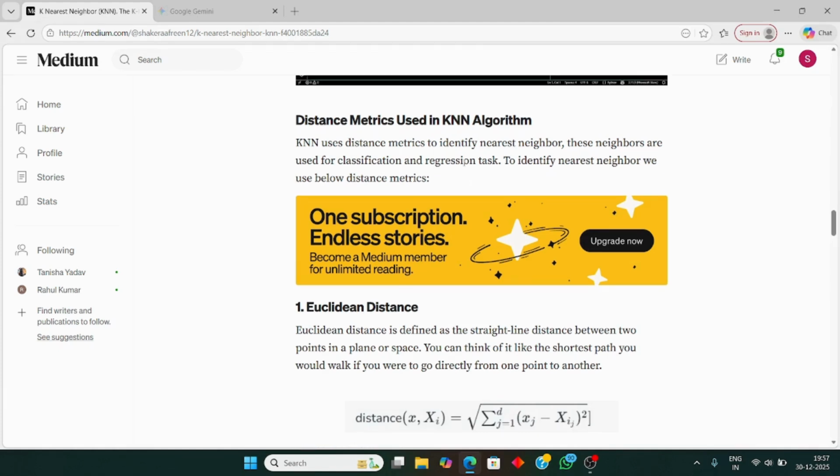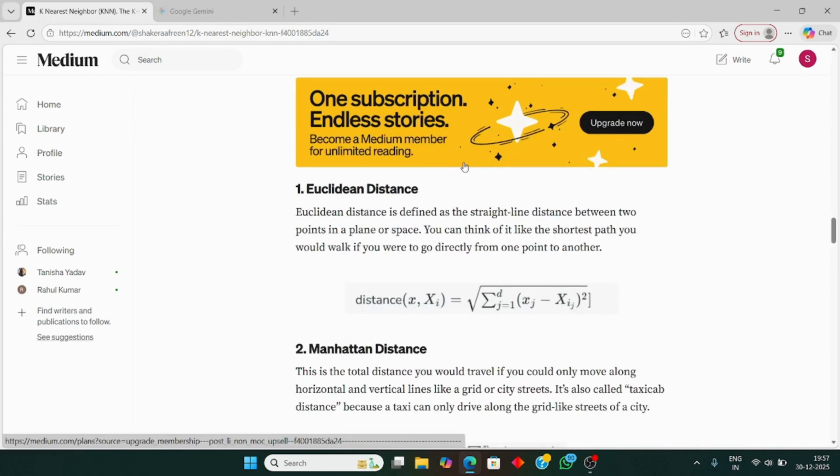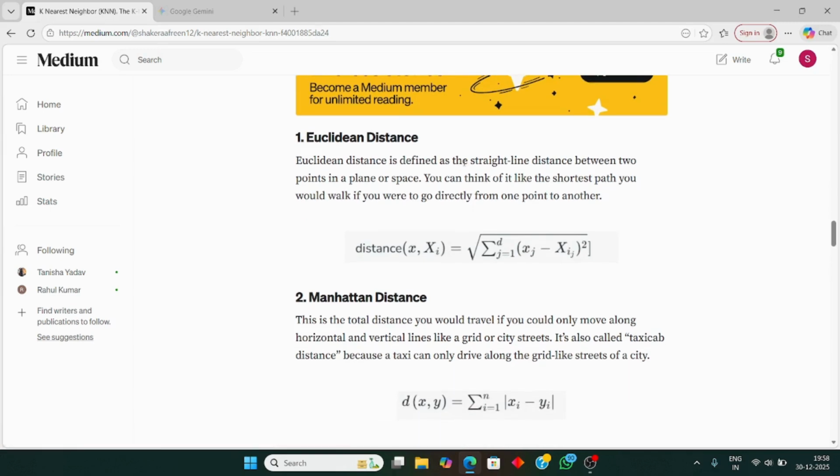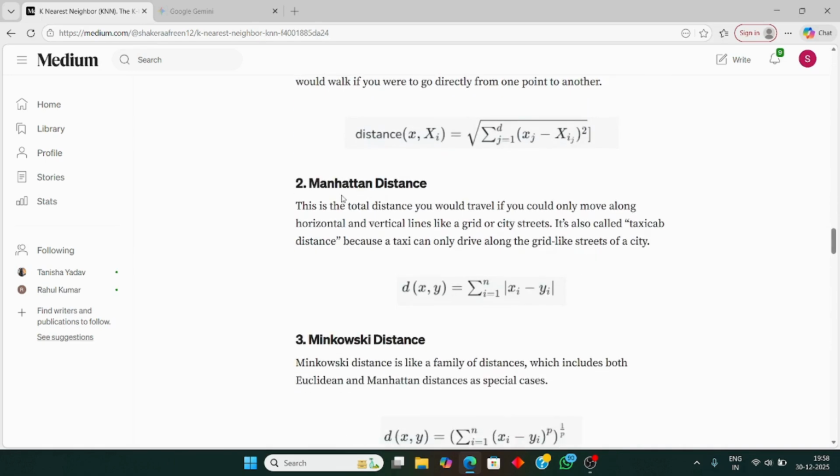First is Euclidean distance. It is the straight-line distance between two points in a plane or a space, the shortest path. How do we calculate it? Distance d(x, xi) equals the square root of the summation of (x minus xi) the whole squared.